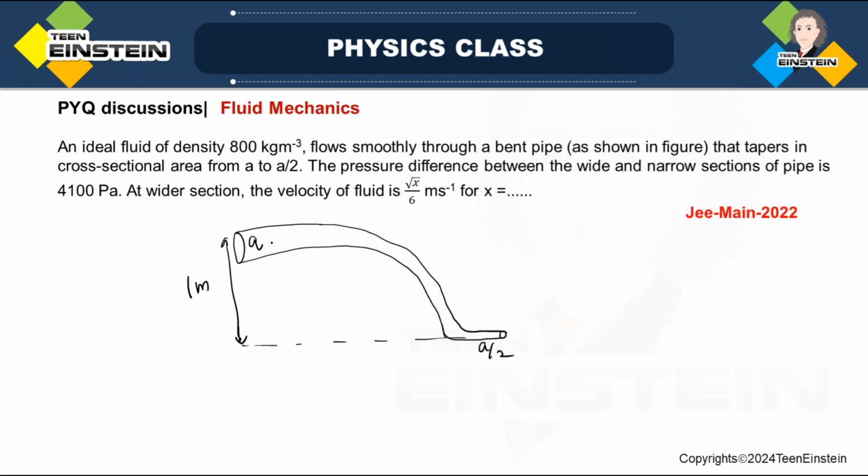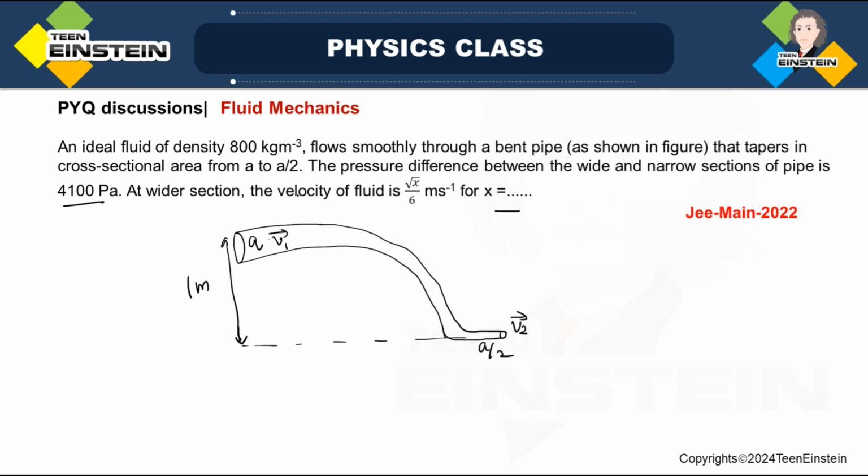What else is given? The velocity here is v1 and here the velocity is v2, given like this. Okay, the question is saying that the pressure difference between the wide and narrow sections of pipe is given. At the wider section, the velocity of the fluid is this much. And what is the value of x then? This is actually a very simple question. So what you have to do here, you know, right?